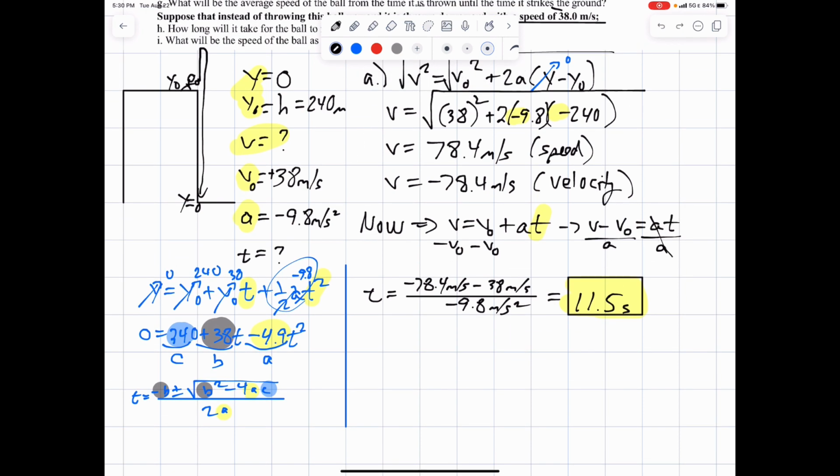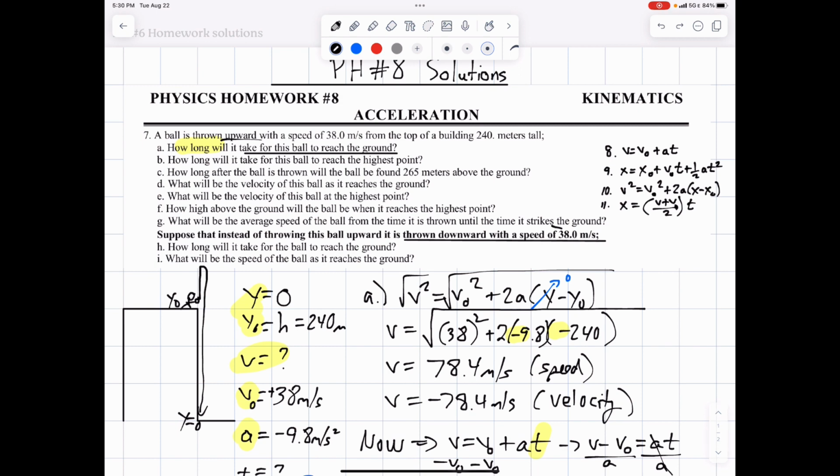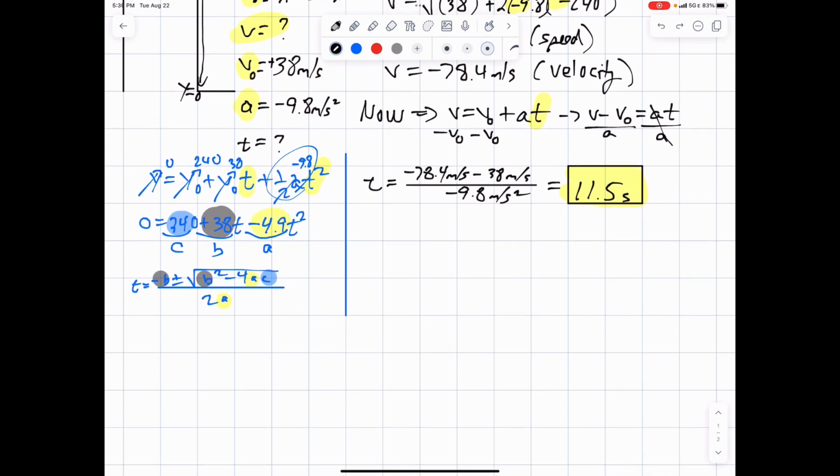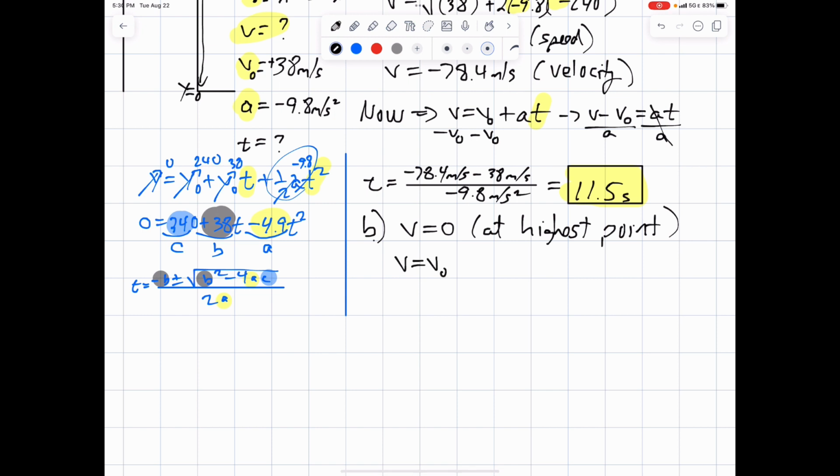That's just my preference. Okay, now in part B, it says, how long will it take to reach the highest point? Well, what do we got going on with B here? So to reach the highest point, V equals 0 at the highest point. We're going to use that to our advantage. So I can use V equals V naught plus AT, knowing that V equals 0 at the top. So 0 equals V naught plus AT. We're solving for t, so I'm going to go ahead and subtract V naught both sides. Okay, and we get negative V naught equals A times t. Divide by A.